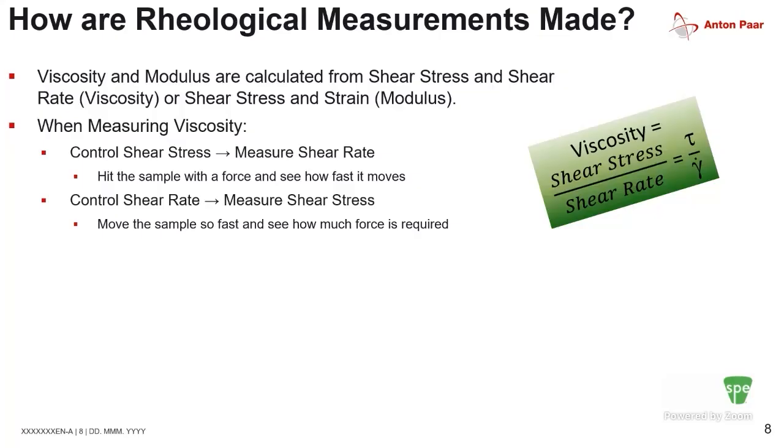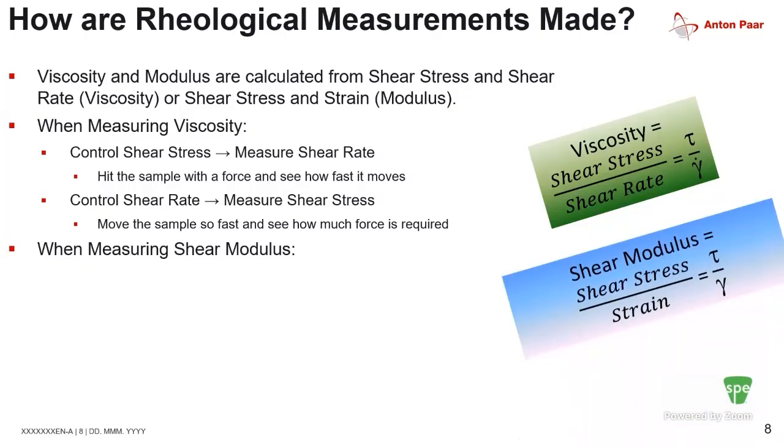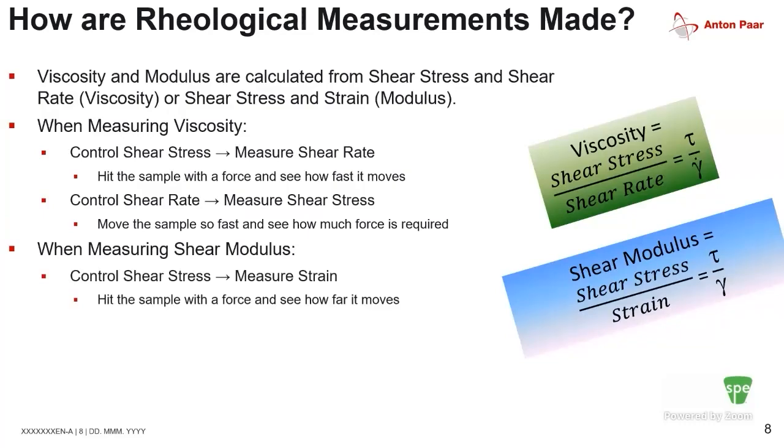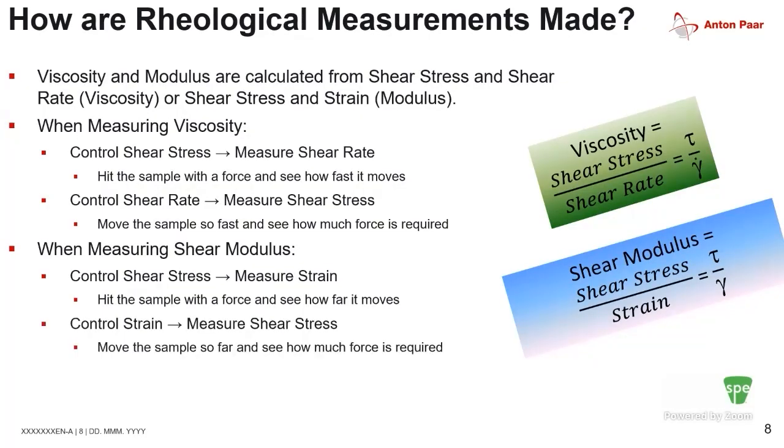Or, in the opposite case, I can apply a certain speed to the sample and measure how much force is required to stay at that speed. It's simply one or the other. The same thing goes for measuring the modulus, which is simply the stress divided by the strain. I can apply a stress and measure how far it displaces itself. Think of a rubber band: you pull it with a certain force and see how far it displaces. Or you can pull it a certain distance between your arms and then measure the resistance that you're seeing.